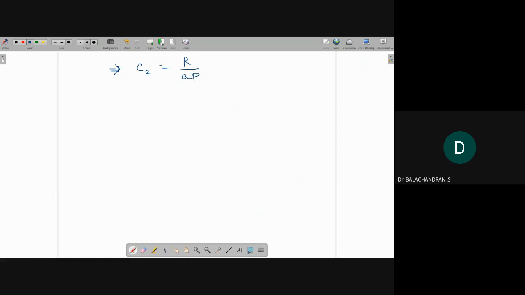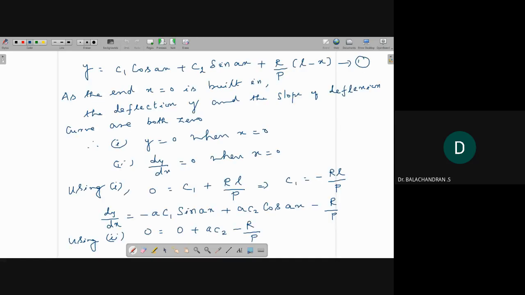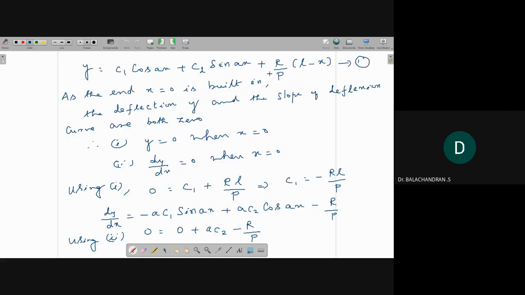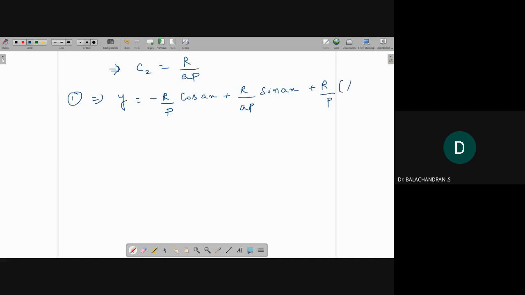So this implies equation 1 implies, now I'm going to substitute the value of c1 and c2. So c1 is minus r by p, so y equals minus r by p into cos ax, plus c2 is r by ap into sin ax, plus r by p into L minus x. I call this equation number 2.